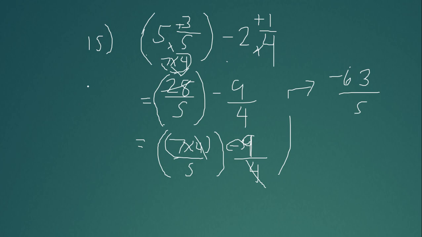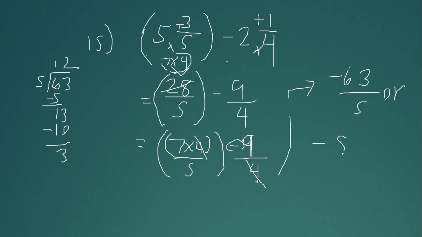Now, divide natin. 63 divided by 5. How many factors? 6 or 1? 1 times 5 is 5. Then 13. How many factors? 13? We have 2. Times 5 is 10. So we have 3. Final answer is negative 12. Ang sobra ay 3 over 5. The answer is negative 12 3/5.